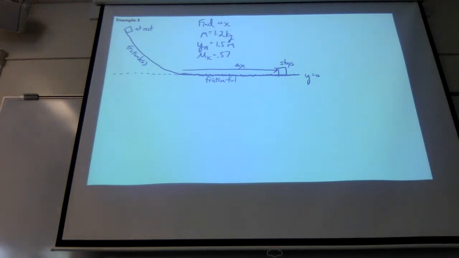So instead of using initial and final, I'm going to break this problem up into two parts. I'm going to give each location a name. This is point A, and right when it gets to the bottom is point B, and when it stops is point C. So we'll go from A to B, and then from B to C.